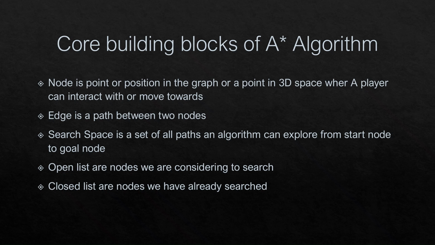And then the edge is a path between two nodes, for example, a road, or for example, in Assassin's Creed. I like using Assassin's Creed because I love the game. When a player jumps from a building to a haystack or a bush, that distance from the building to the haystack is also an edge. And then a search space is a set of all paths an algorithm can explore from start node to goal node. And then open lists are nodes we are considering to search. And then closed lists are nodes we have already searched.